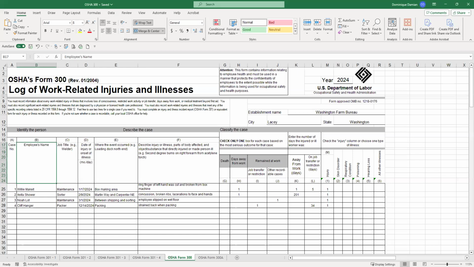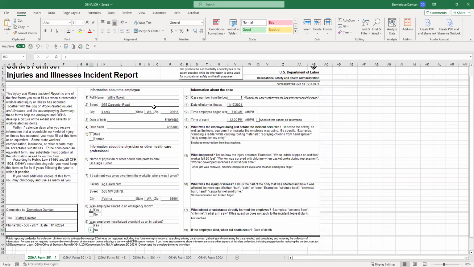Now, let's talk about what makes it recordable. If you have an accident at the workplace that requires medical treatment beyond first aid, it is recordable. And you should be filling out these 301 forms or something similar to it. You can use something different as long as it has all of the same information that these 301 forms have.